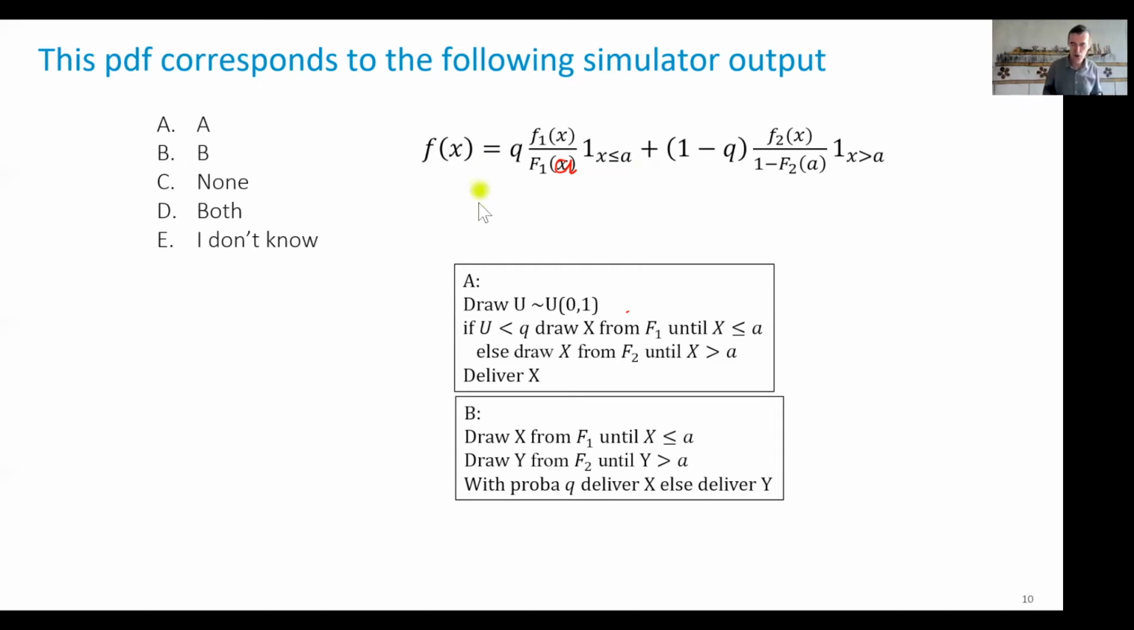Here I'm proposing two algorithms which are at the same time interpretation of the random variables that we're simulating if we take this PDF. Which one do you believe is the correct one?